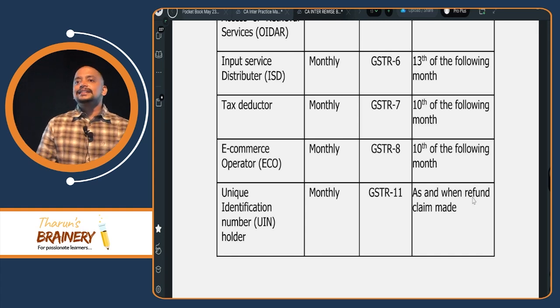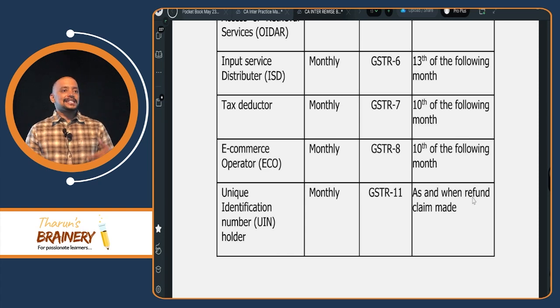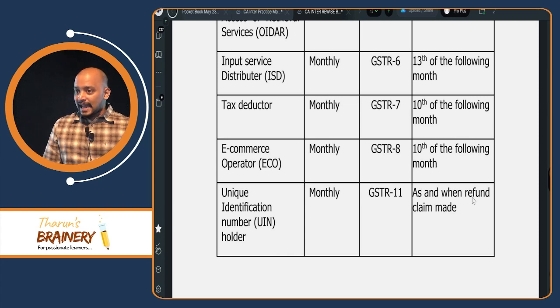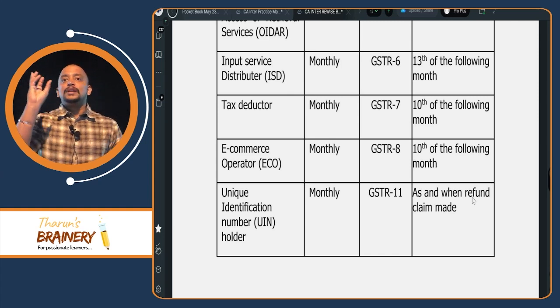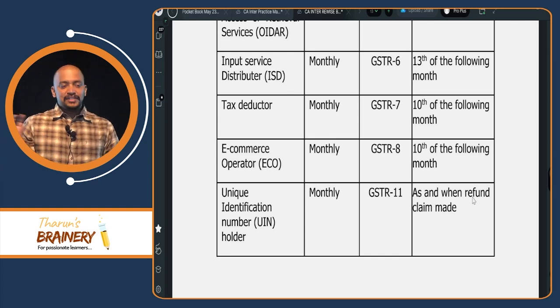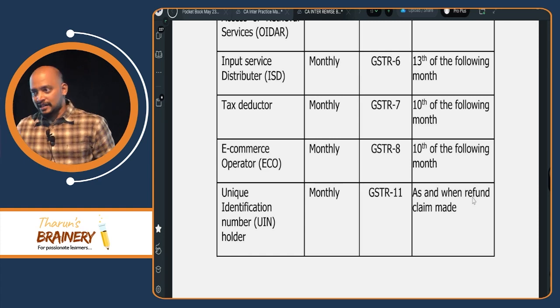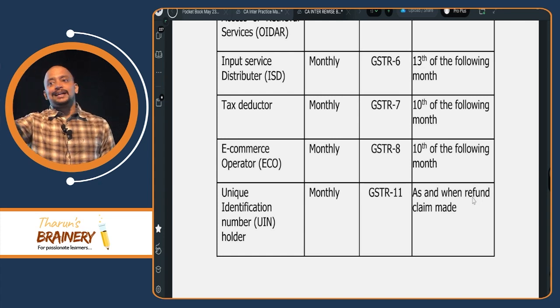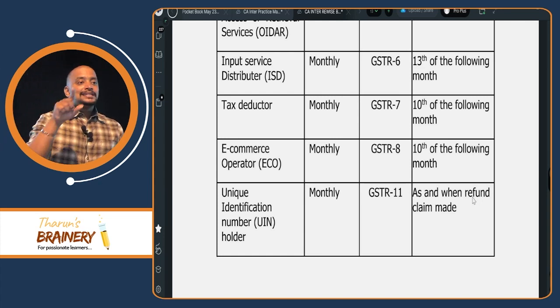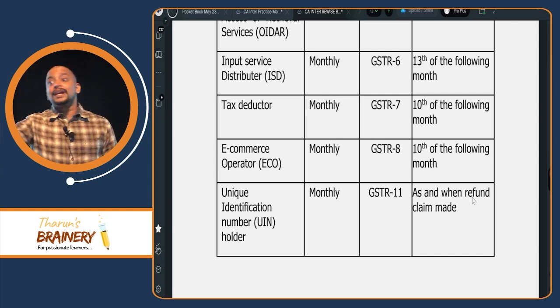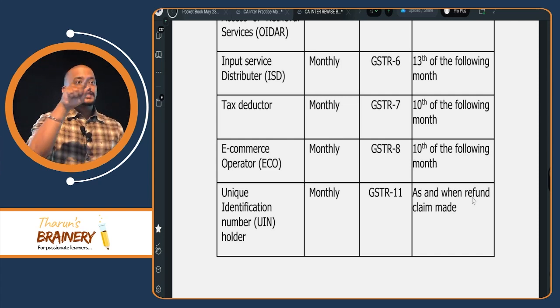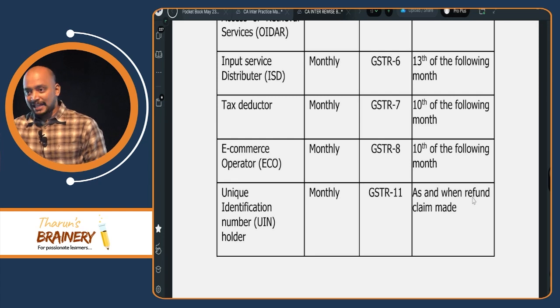This TDS and TCS return should be filed in GSTR 7 and GSTR 8 by 10th of the month following every month. See, these will all be for MCQ. Like they will give, what is the return to be filed by a TDS deductor? GSTR 7 by 10th of the month following every month. GSTR 8 by 10th of the month following every month. GSTR 7 by 20th of the month following every month. GSTR 8 by 20th of the month following every month, like that they will give.